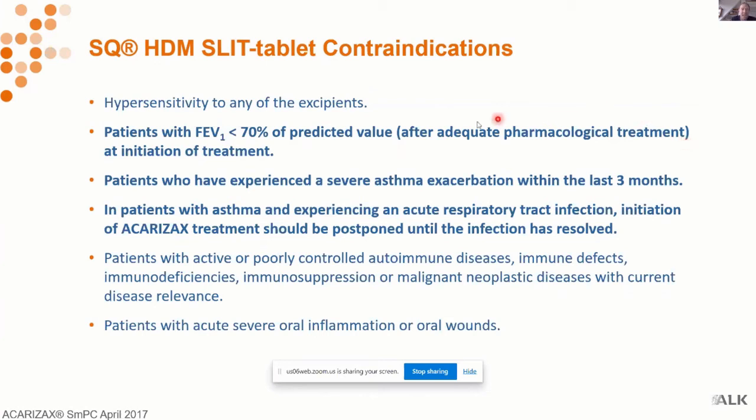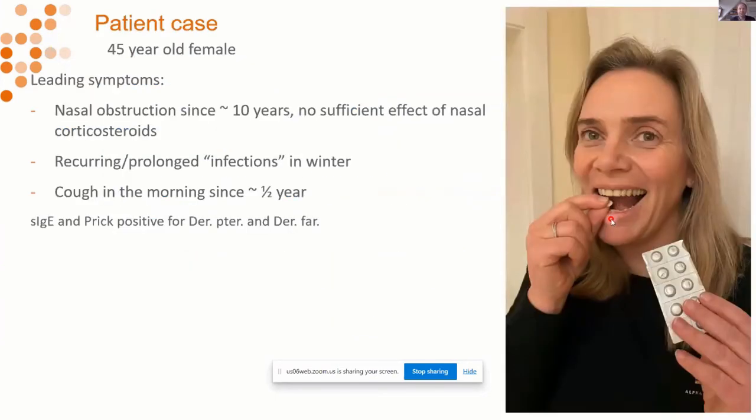And then the second patient that you should not start is patients that have experienced a severe asthma exacerbation in the last 3 months. Severe asthma exacerbation means that the patient was in hospital due to an asthma exacerbation. And also patients that have an acute respiratory tract infection. In these patients, you should wait until this infection is healed, and then you can start with the treatment.